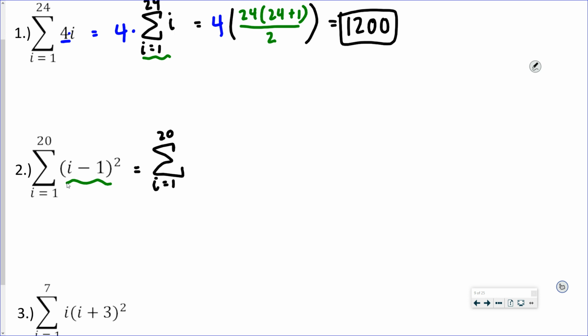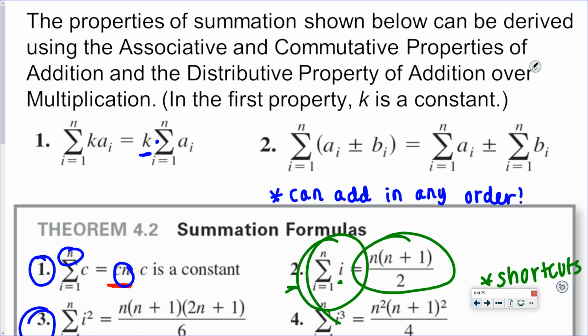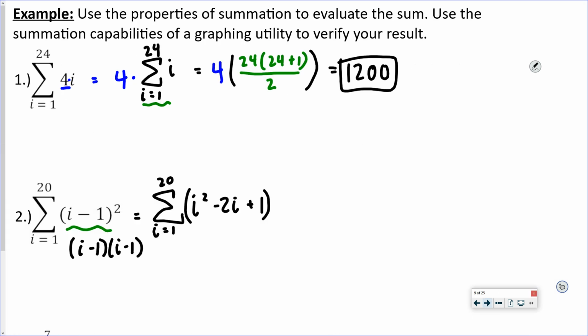Okay, so if I were to multiply that out, I get I squared minus 2I plus 1. Probably put that in parentheses because you're finding the sum of all of that. Okay, here's where this property comes into play, where you can almost think of this as having 3 separate rules. You have I squared, you have negative 2I, and then you have this plus 1.